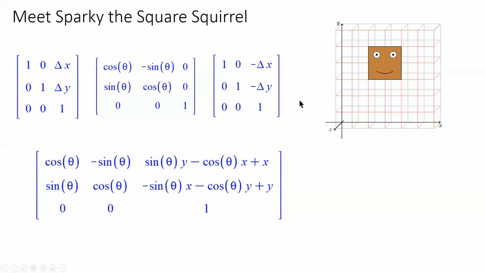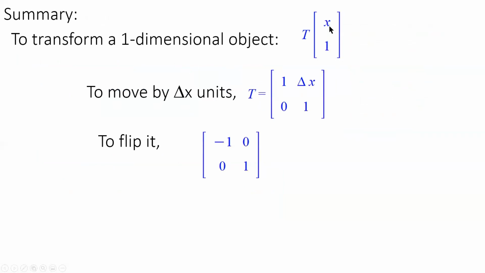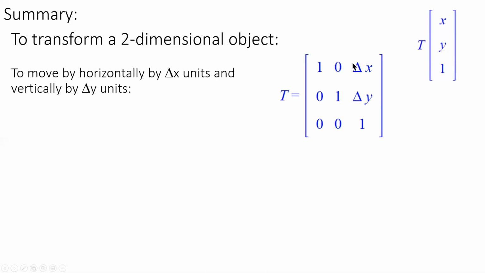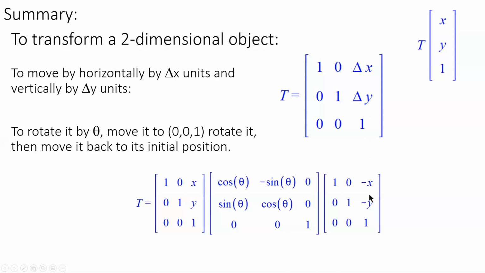So let's review what we have so far. If I have a one-dimensional object living on the line y equals 1, to move him left or right by x units, I multiply by this matrix with the amount I want to move him up here in the upper right corner. If I want to flip it, I have this diagonal matrix with -1 in the upper left corner. If I want to transform a two-dimensional object, if I want to move them left or right, up or down, I put the amount I want them to move by in the upper right, in the right column. So here and here, first spot, second spot. If I want to rotate them, I have to move them to the center, rotate them, and then move them back. So far, so good, I hope.